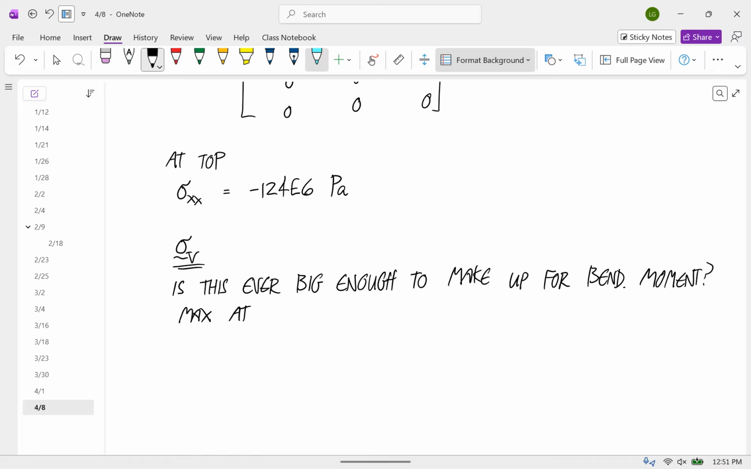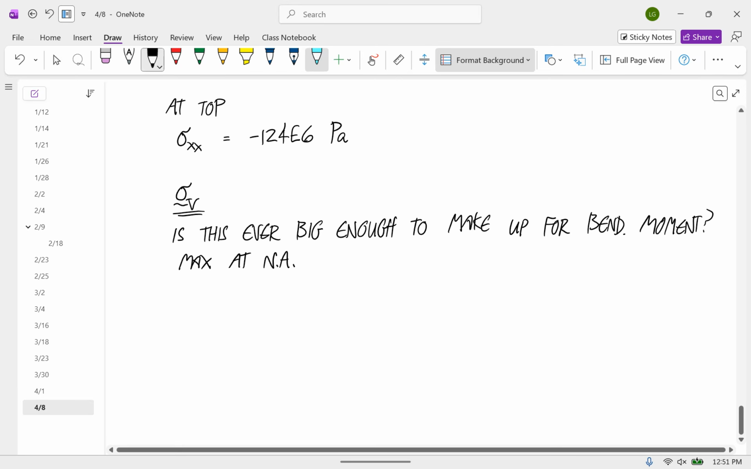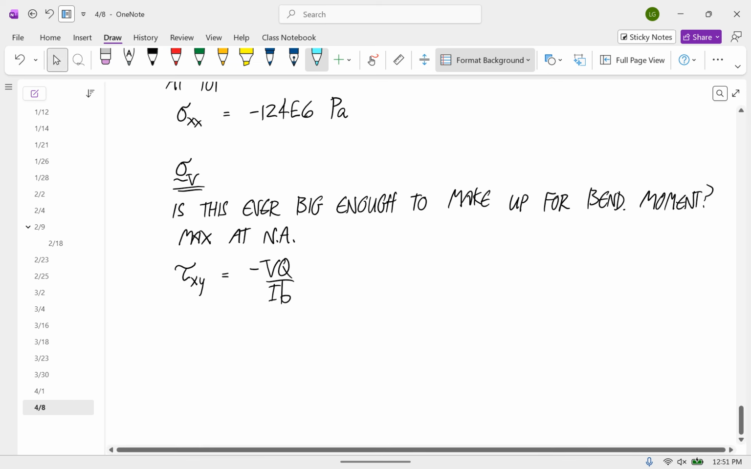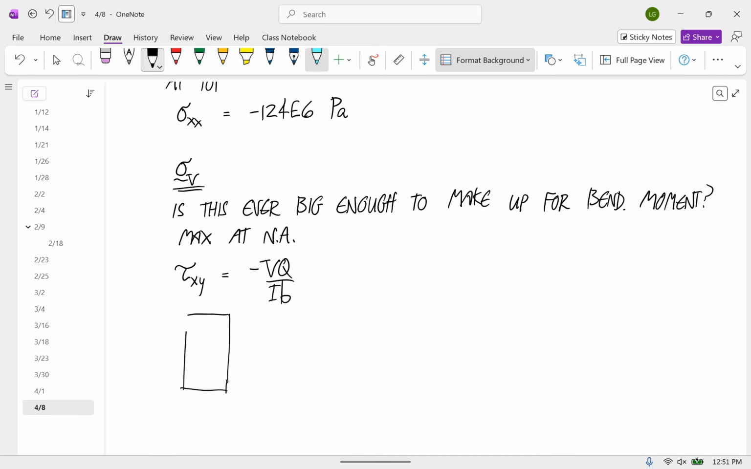It's at a max at the neutral axis, max absolute value. So let's see what it's doing at its maximum absolute value. So this formula is tau xy is equal to negative VQ over IB. And at the neutral axis, so this is 0.05. This is 0.02.